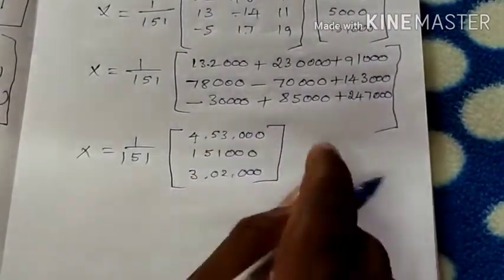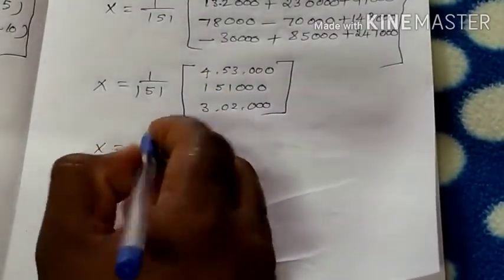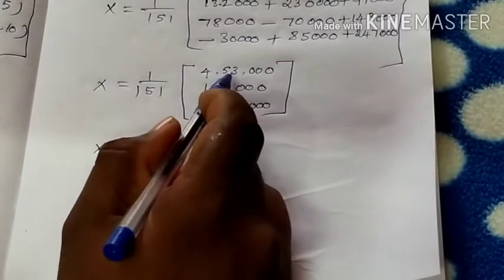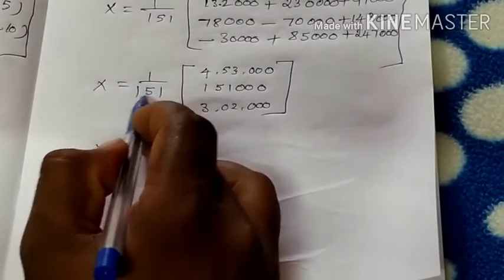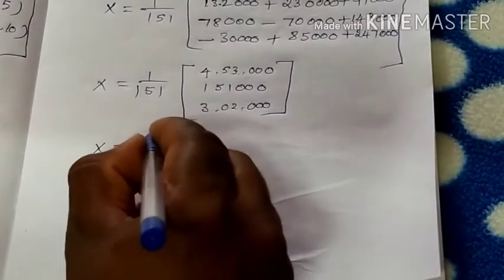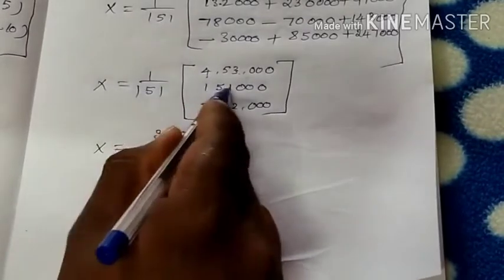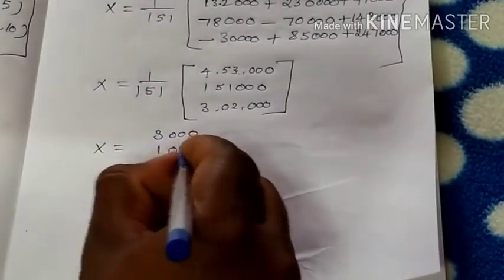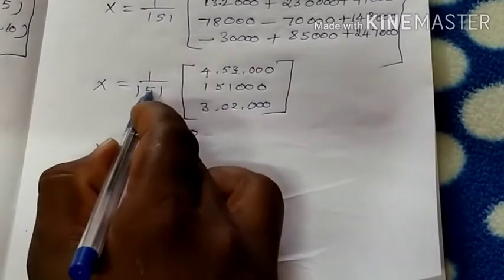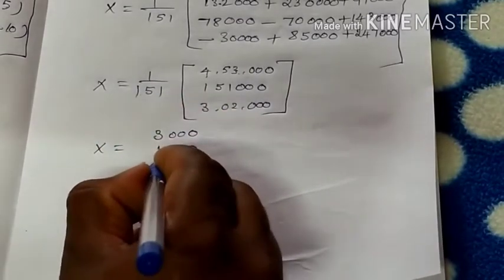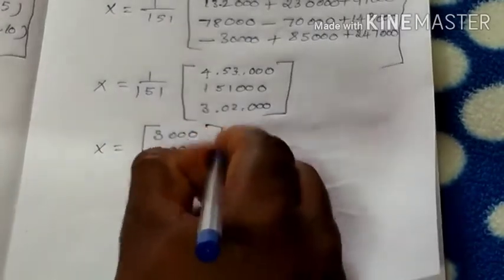So x is equal to that divided by 151. 453 divided by 151 is 3, since 3 times 151 is 453. So 3, then 3 zeros, 3,000. And 151 divided by 151 is 1, so 3 zeros remaining. 302 divided by 151 is 2, then 3 zeros. Okay, the x values are obtained.